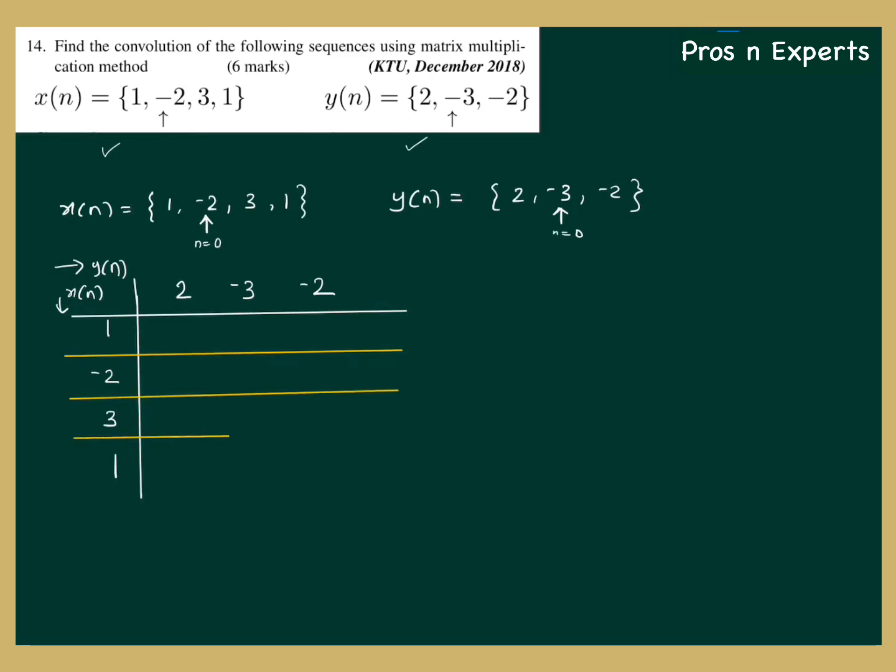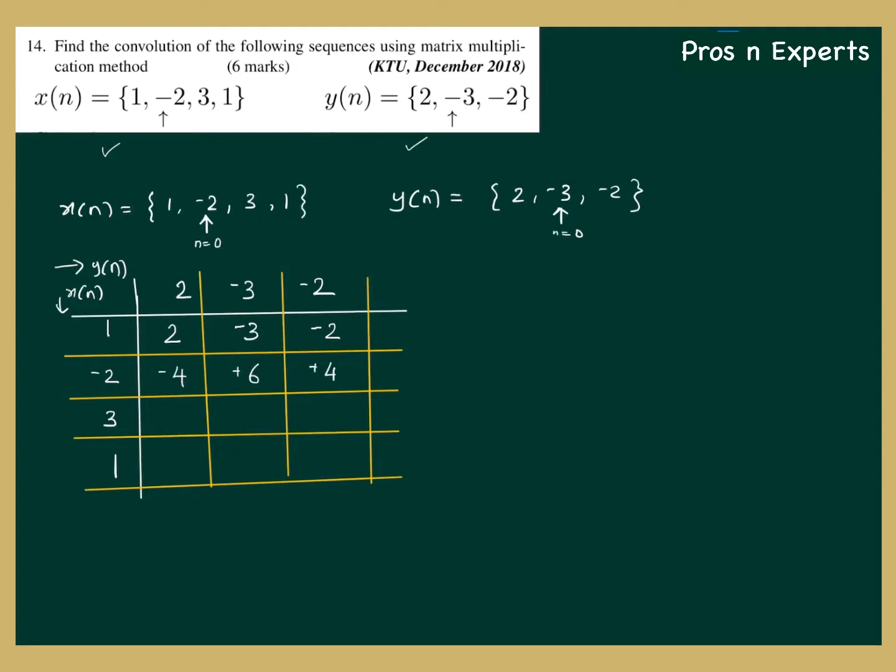multiply corresponding cells. Multiply the entries in corresponding cells. So in this cell we are going to plot 1 into 2 is 2. Here it will be 1 into minus 3, that will be minus 3. Here it should be 1 into minus 2, minus 2. Similarly, here is minus 4, here it is plus 6, here plus 4, 6, minus 9, minus 6, 2, minus 3, minus 2. Now select the resultant products in a diagonal fashion.